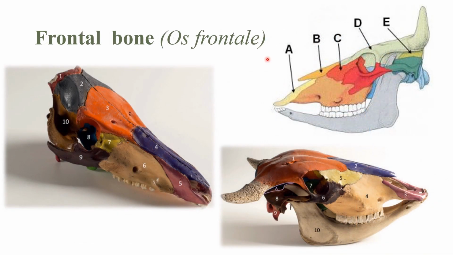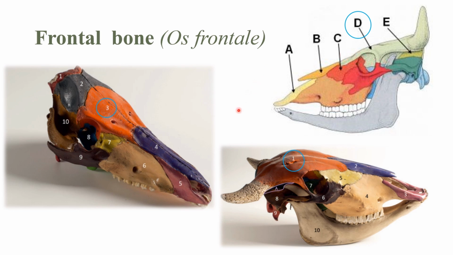Next we have the frontal bone, os frontale. Now this is one of the biggest bones considering the skull, and it's located here. Here we have pig's skull, and here we have bovine skull. And here you can see it in a different color in the graphic picture.